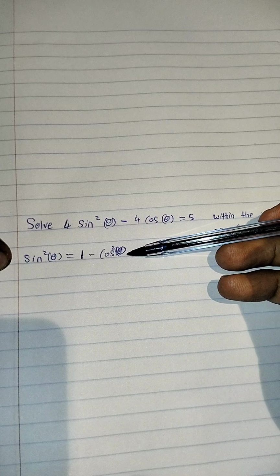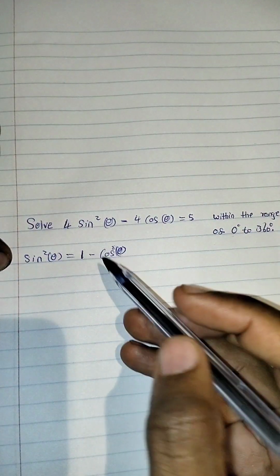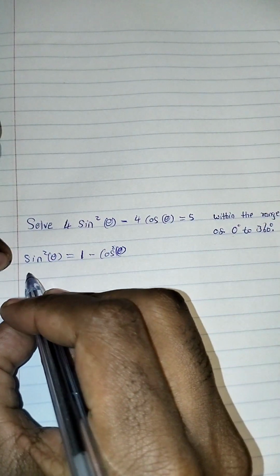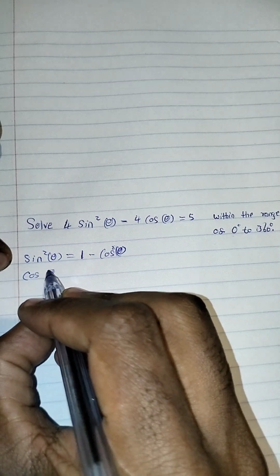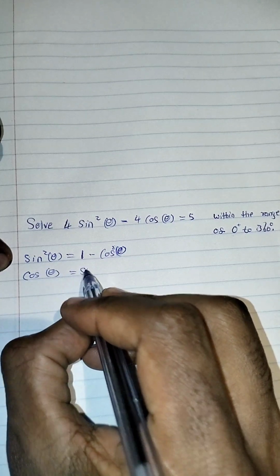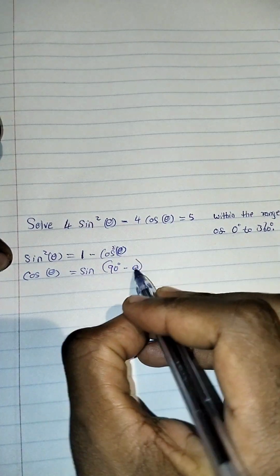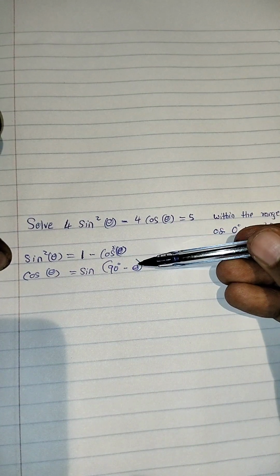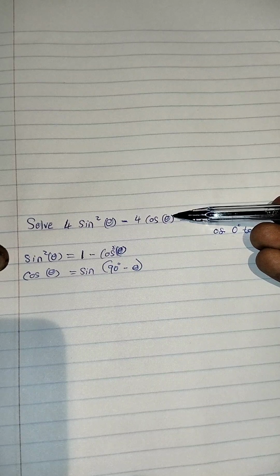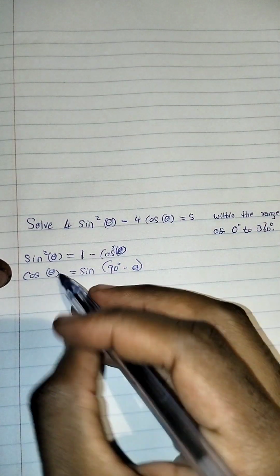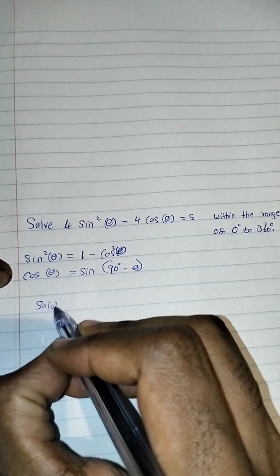But let me also remind you of another identity that we usually say: cos theta is the same as saying sine into brackets 90 degrees minus theta. When you have these two, it's easy for you to work on this math. And so let's begin. So I'll say solution.